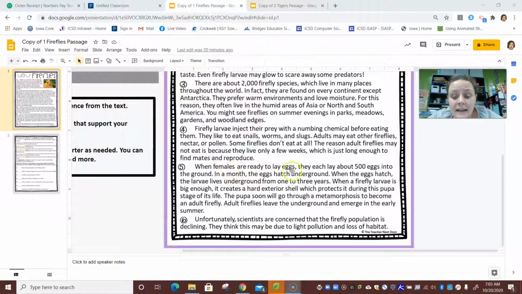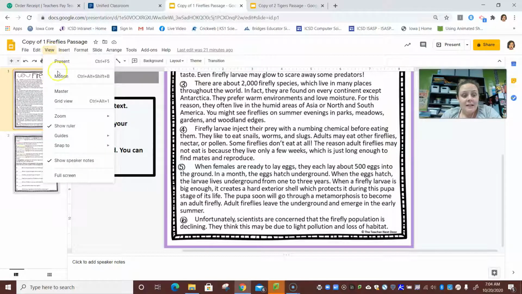When females are ready to lay eggs, they each lay about 500 eggs into the ground. In a month, the eggs hatch underground. When the eggs hatch, the larva lives underground from 1 to 3 years. When a firefly larva is big enough, it creates a hard exterior shell which protects it during this pupa stage of its life. The pupa soon will go through a metamorphosis to become an adult firefly. Adult fireflies leave the underground and emerge in the early summer. Unfortunately, scientists are concerned that the firefly population is declining. They think this may be due to light pollution and loss of habitat.